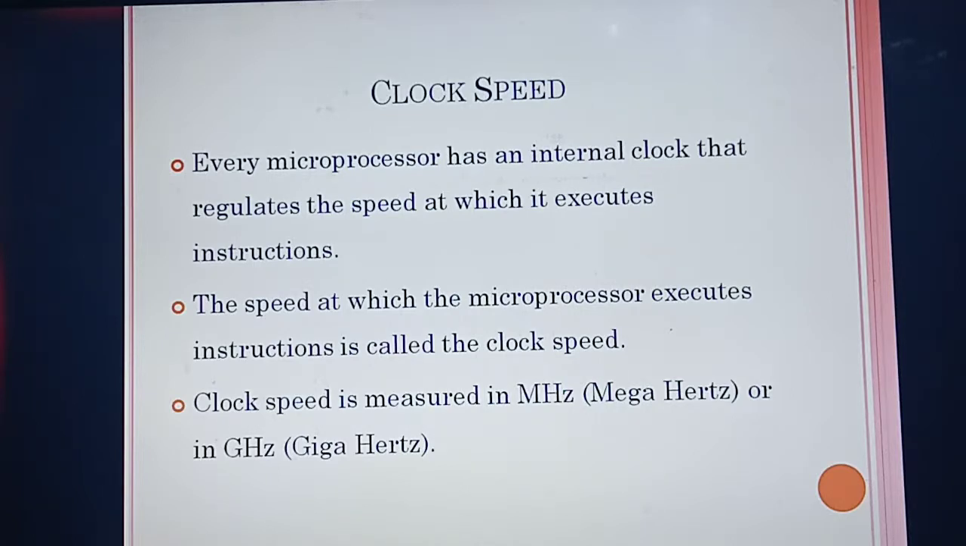Understood, what's the use of the internal clock? It decides at what speed each and every instruction is executed. Okay, so then the second point, note it down, very important, one more question. At what speed the microprocessor will execute an instruction is called what? Clock speed. Understood? Very important point, second point.